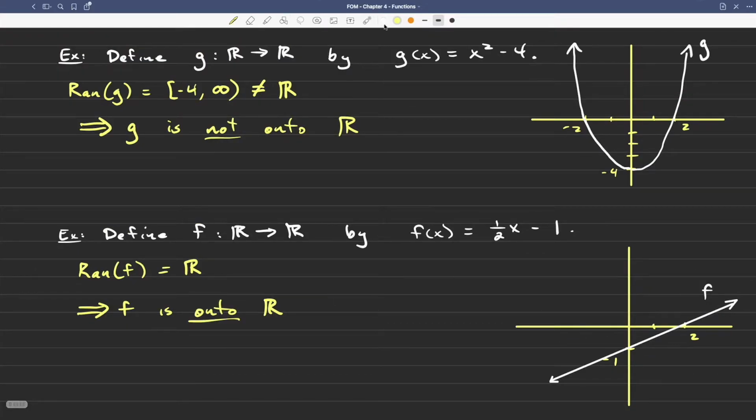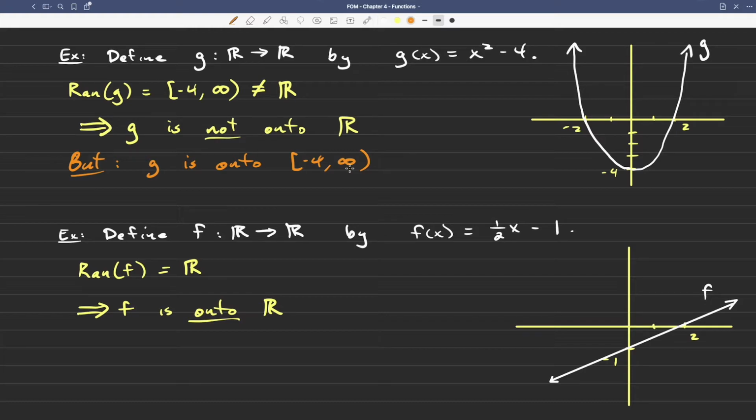So the key thing is you look at how the codomain was originally stated. In f, the codomain was R, and that actually is the range of the function. So that tells you that as that function is defined, it's onto. In the previous example, when we were defining G, the stated codomain was all of the reals. But when we examined the range of the function, it was -4 to infinity, not all of the reals. So that tells us that G is not onto all of the reals, but we could say, in the previous example, G is onto the interval from -4 to infinity, which is its range.